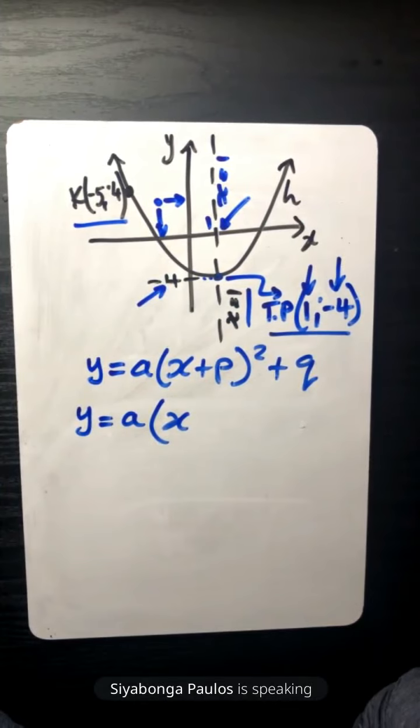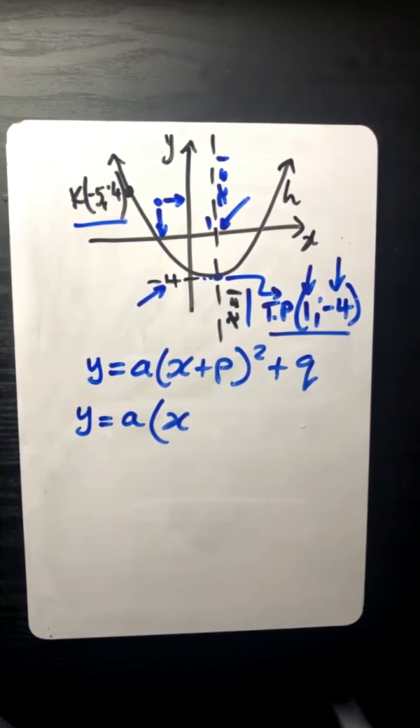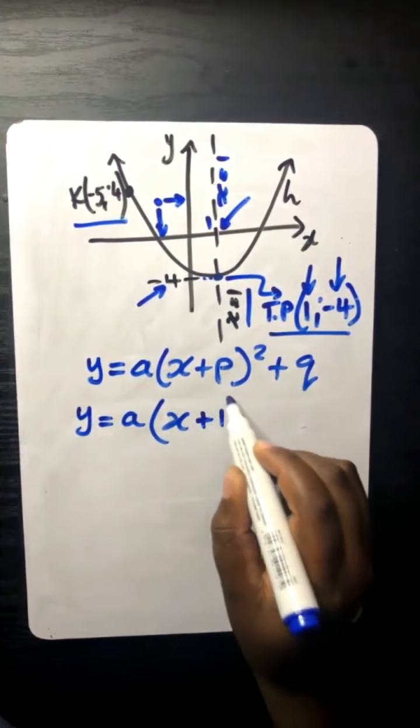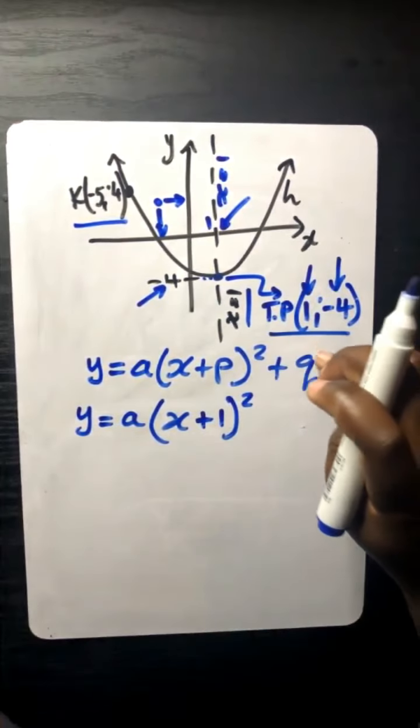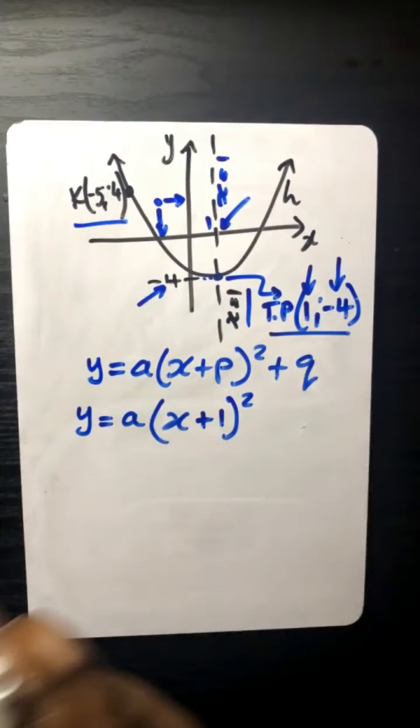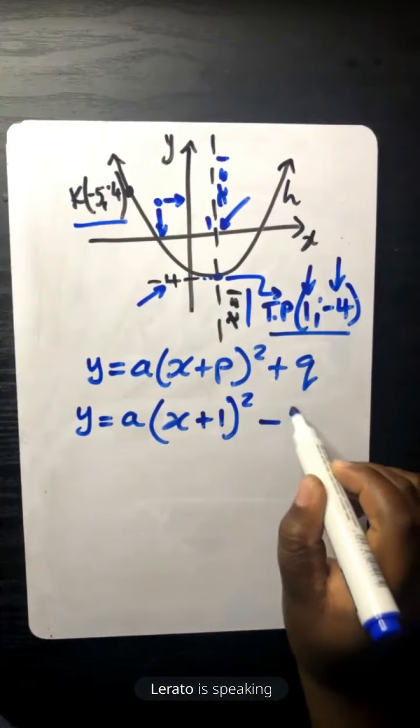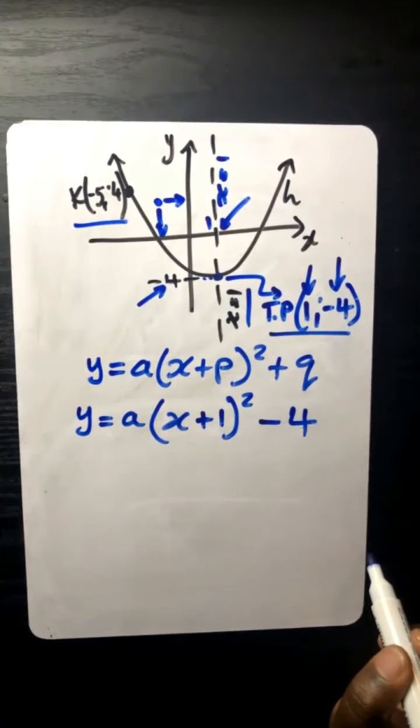The value of p is positive 1. Answer. 100%, it is positive 1 squared. What is the value of q? It's -4. 100%. So the value of q is -4.